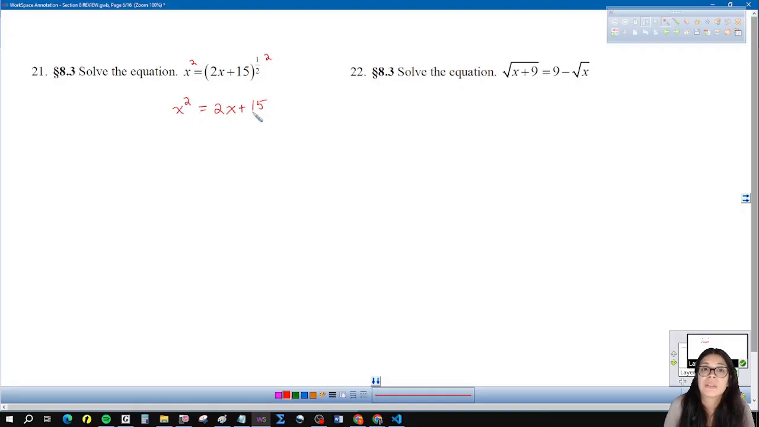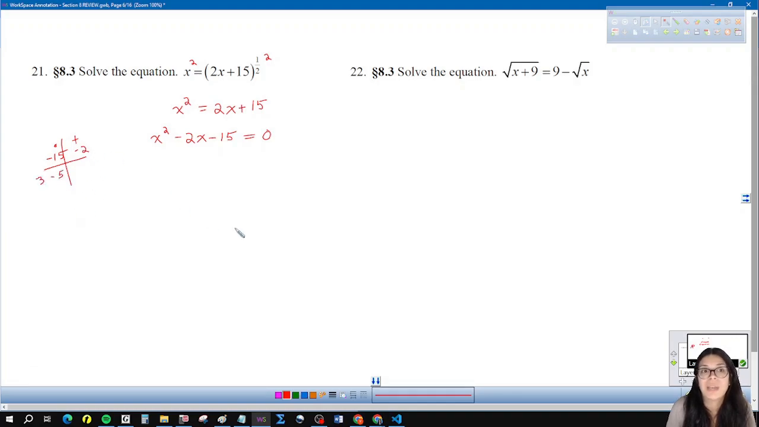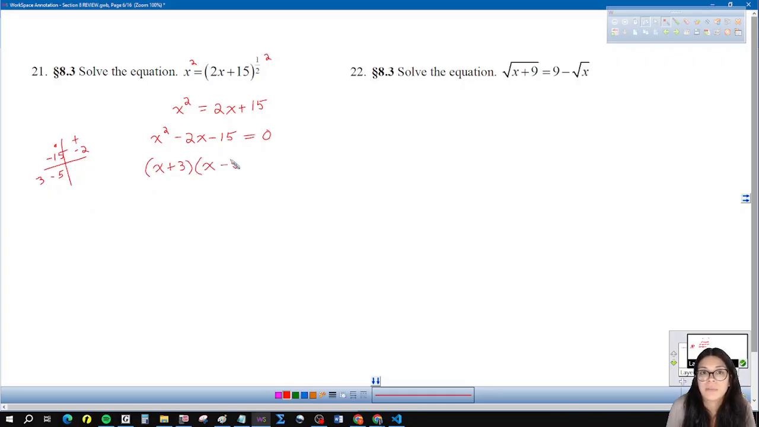Now this means that I do have a quadratic, so I'm going to get equals 0. So I'm going to subtract the 2x, and I'm going to subtract the 15, so I can get equals 0, and I can solve this quadratic. So I'm looking for two numbers that multiply to negative 15 and will add to negative 2. And that would be 3 and 5, with the negative being on the 5. That way we add to the negative 2. So this would factor into x plus 3 times x minus 5.